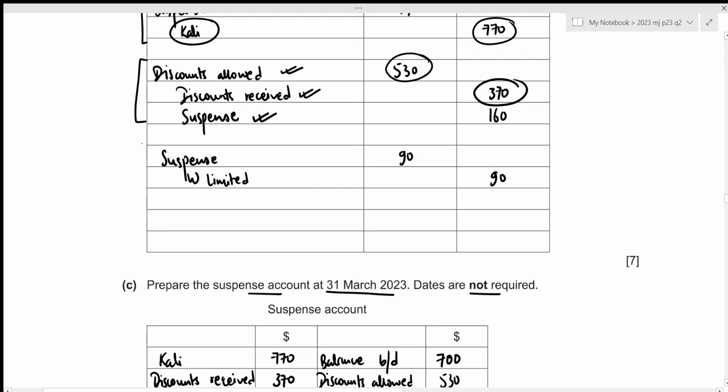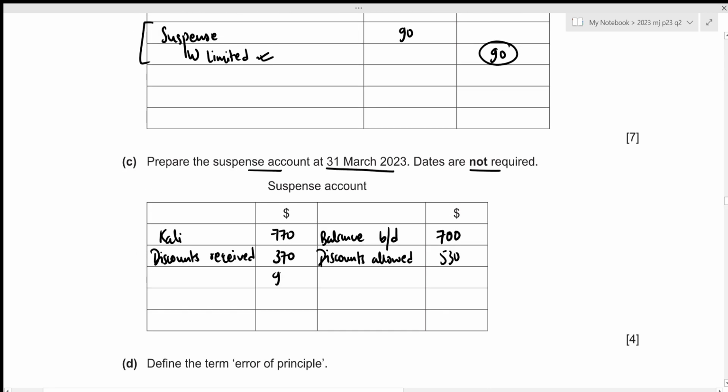Now for the fourth error, we have suspense account on the debit side, which means that we need to record W Limited with the amount 90 on the debit side itself. So that will be 90 W Limited. Now since we already have the opening balance, we do not have any balancing figure in this case. And the total on both sides should be equal. So for debit, it's 770 plus 370 plus 90, which results in 1230. And for the credit side, that's 700 plus 530, which again results in 1230. So that's all for the third part of this question.